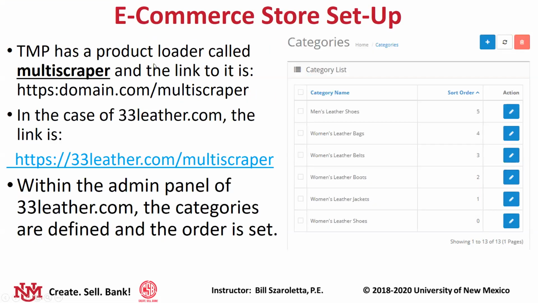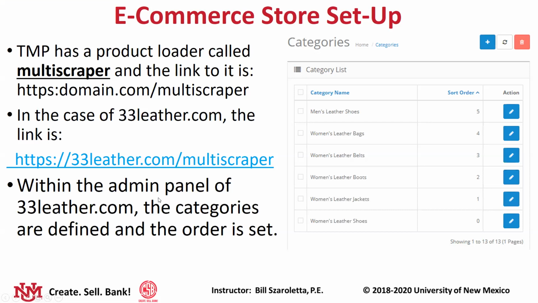33leather.com. Now, the Magic Platform has a product loader called the Multi-Scraper, and the link to it is whatever your domain name is, /multi-scraper. And in the case of 33leather.com, the link is 33leather.com/multi-scraper. Within the admin panel of 33leather.com, the categories are defined and the orders are already set.